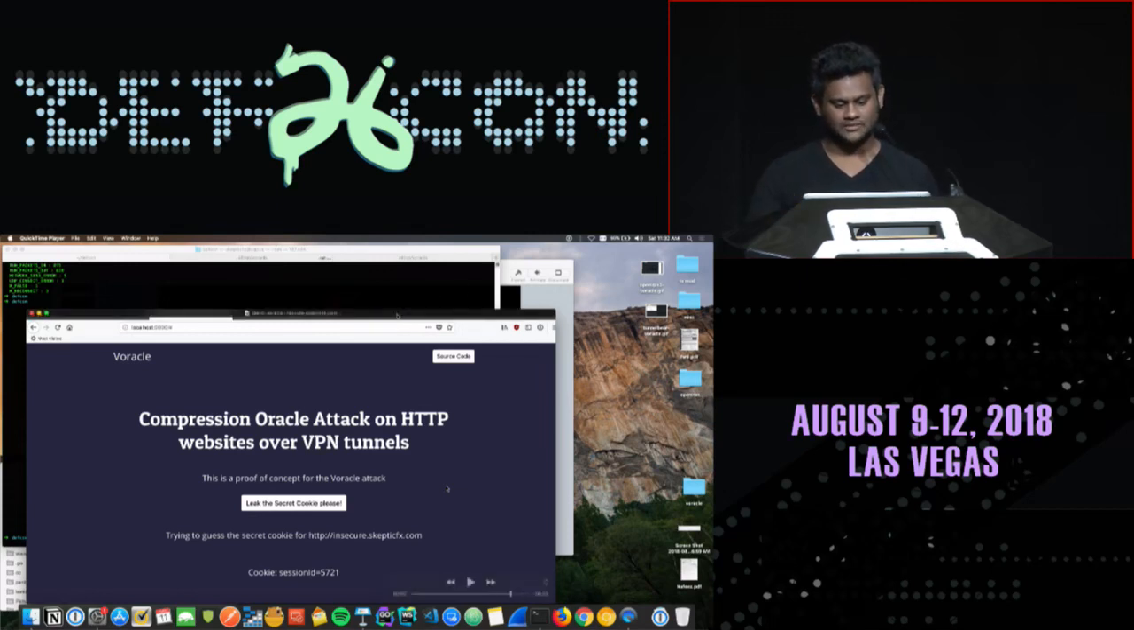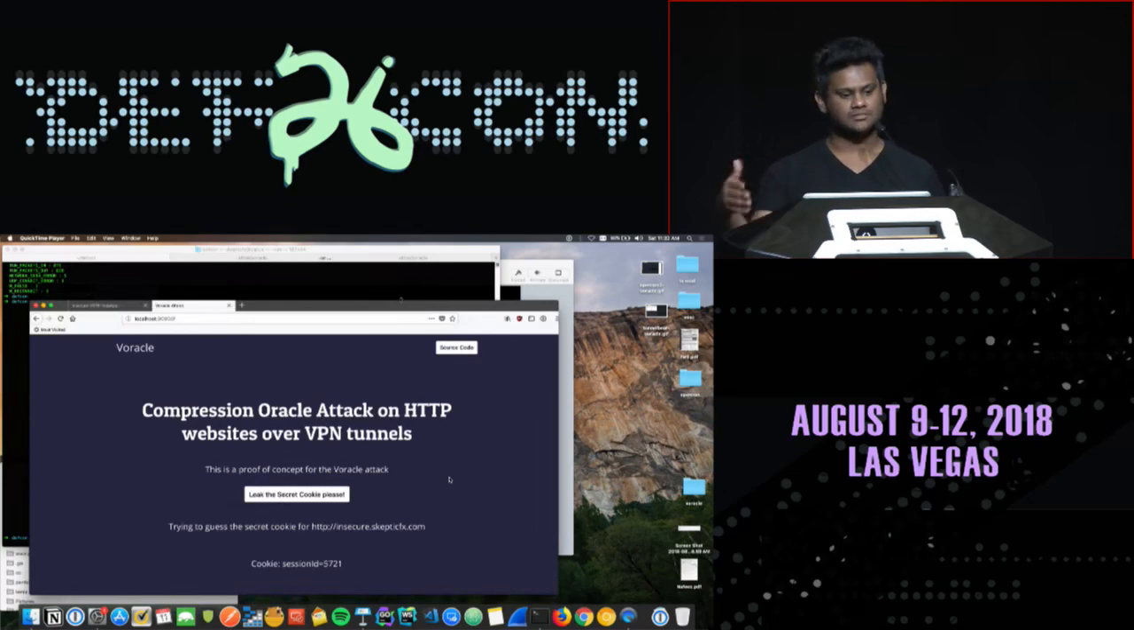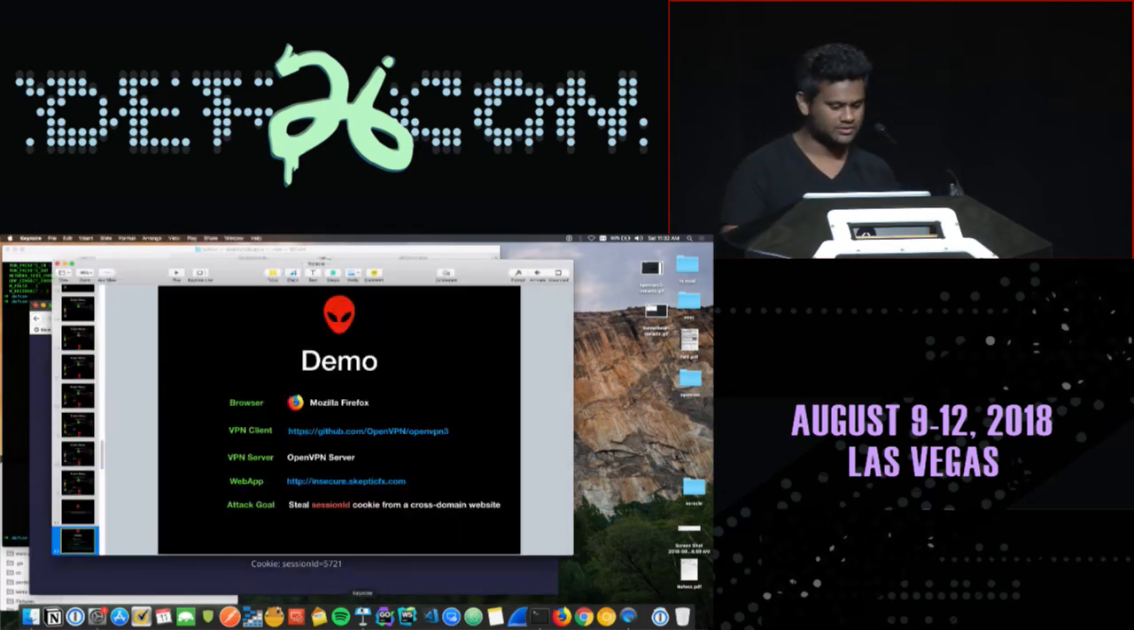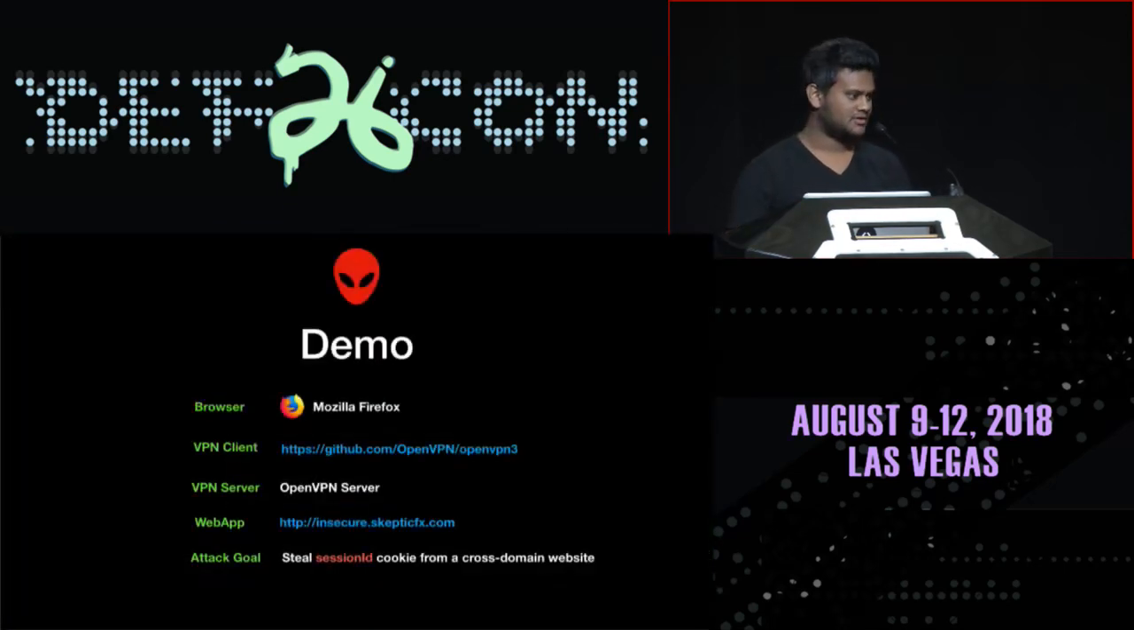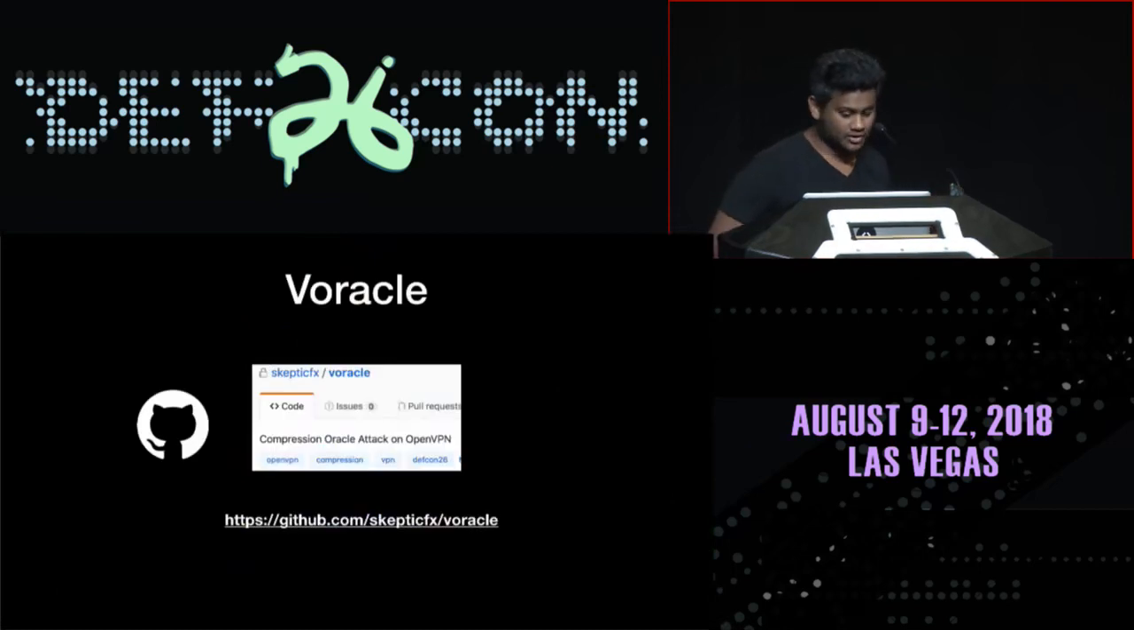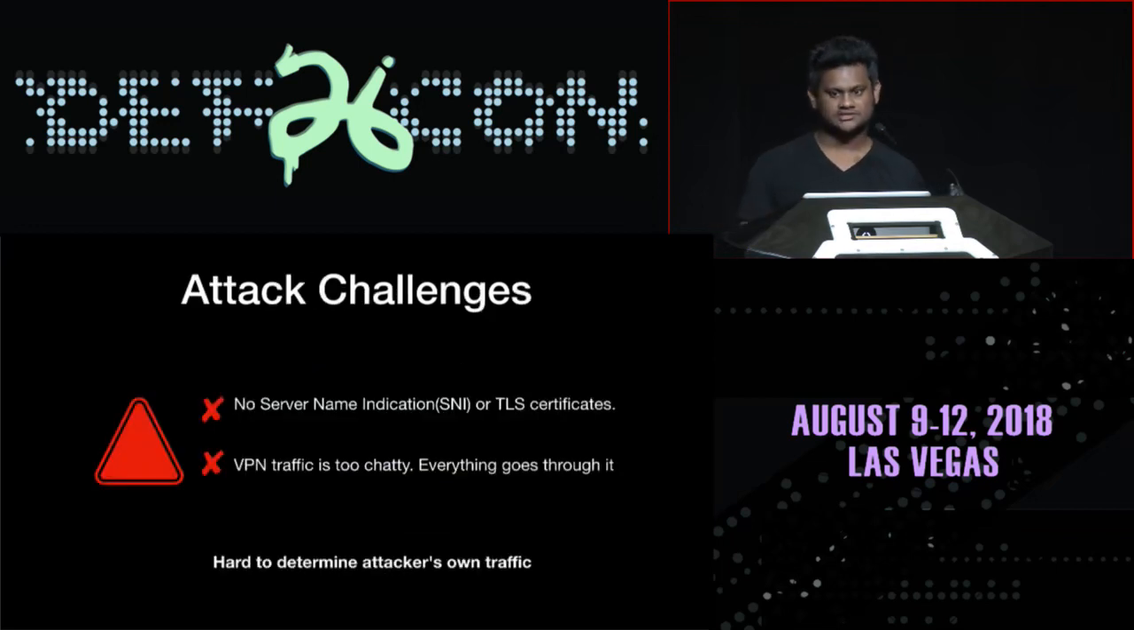Exactly. So there is an even bigger problem than that. I'm going to talk about that now, by the way. So let's go to that. By the way, this whole code and everything will be available, and you can also detect whether your OpenVPN or any VPN is vulnerable using this tool. I'll also show you how to do it yourself a little later. But let's go into the challenges here.